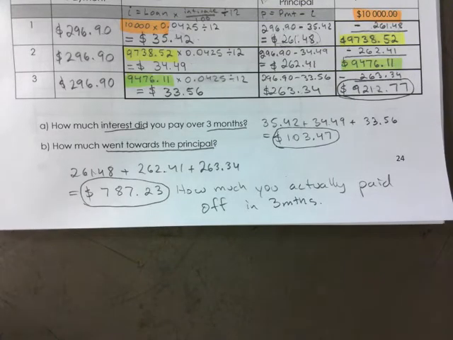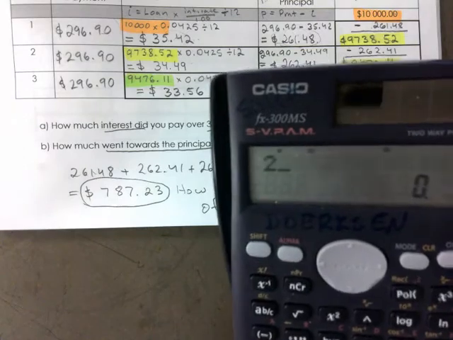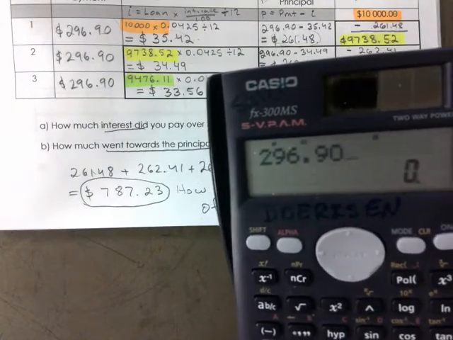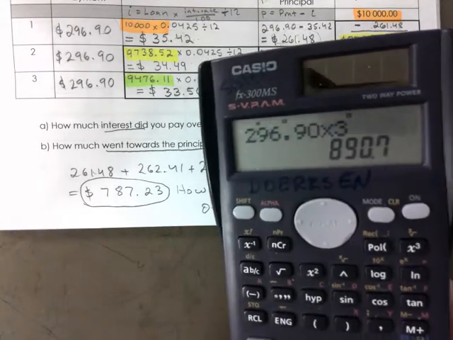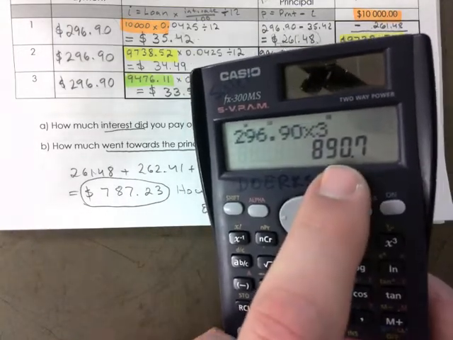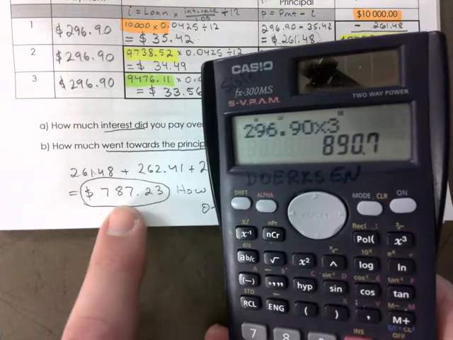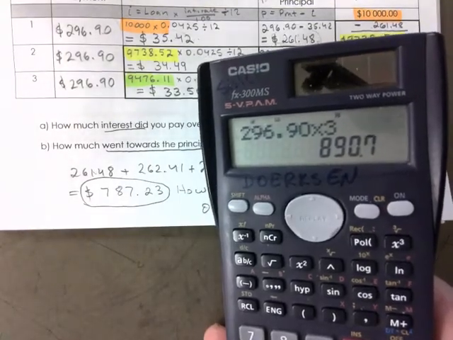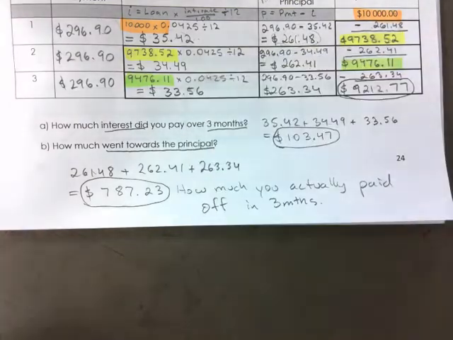Okay, so you might say, yeah, that makes sense. But look at this. If you take your payment, $296.90, and you multiply it by 3 months, you've paid the bank this much, but only $787 really went towards bringing down your loan. So keep that in mind. Very important.